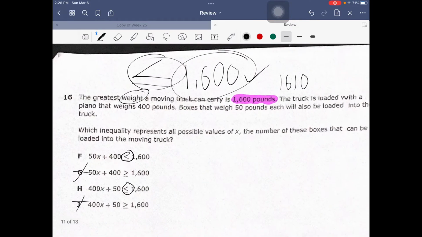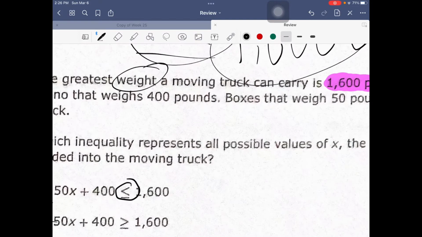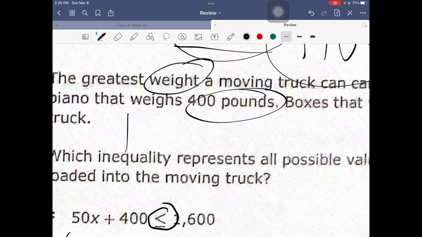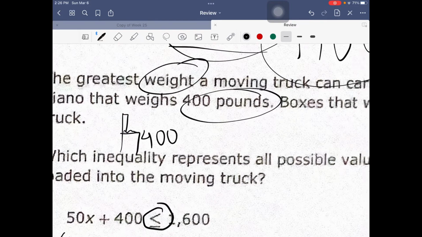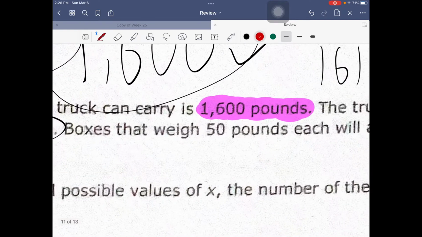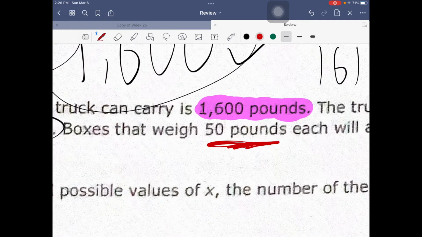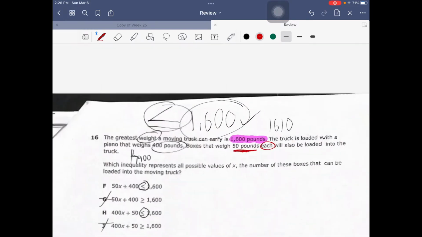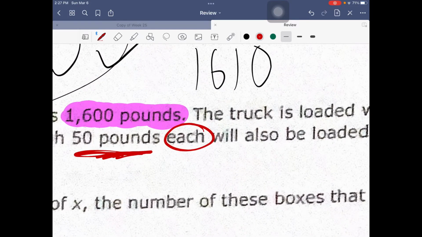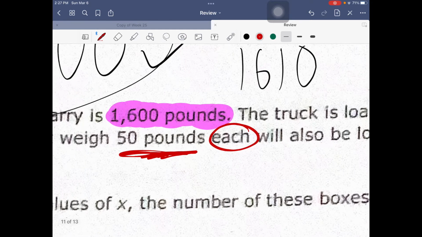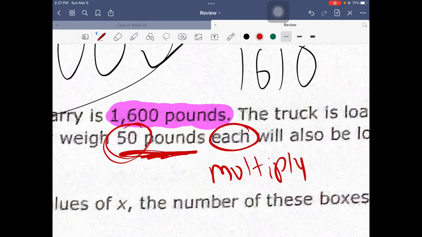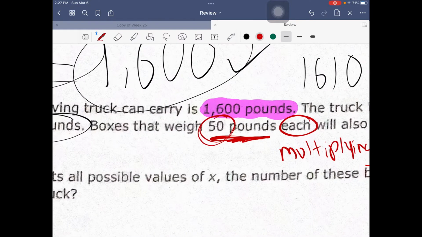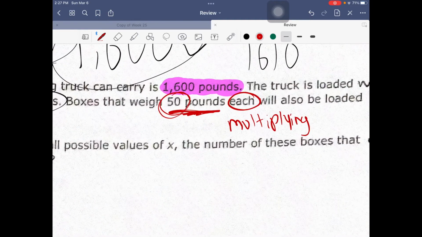Perfecto. The truck is loaded with a piano that weighs 400 pounds. There's a piano and it weighs 400 pounds. Boxes that weigh 50 pounds each will also be loaded into the truck. Now, each, what does that mean? What are we doing with the 50? Multiply. That means the 50 is the one that is going to be multiplied. 50x.